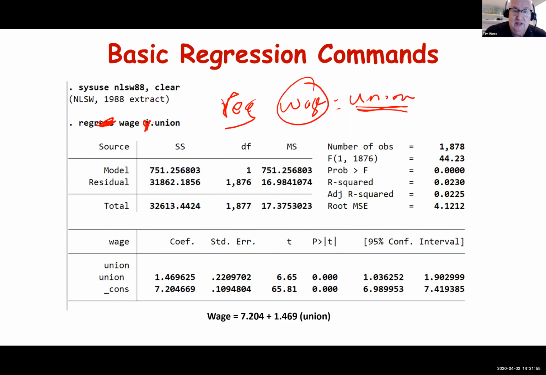Don't forget that you can also just double click over here on the right. They have a list of the variables. If you double click on this, it'll automatically put the variable in. You don't have to keep retyping the variable name. So wage and union, and then you get your output.